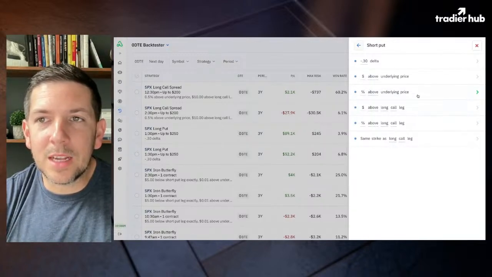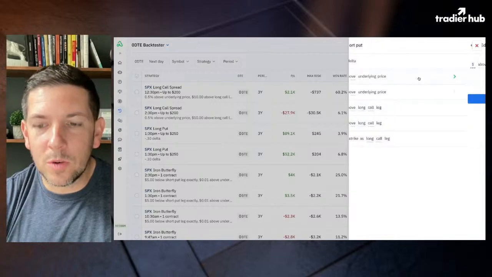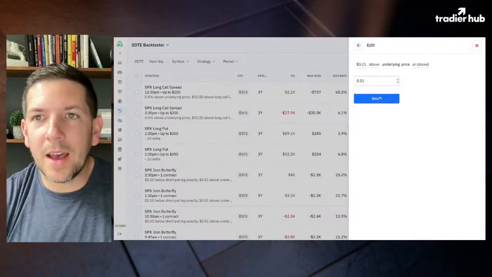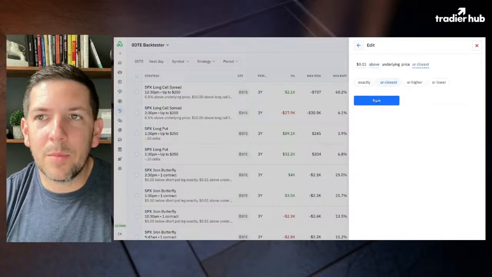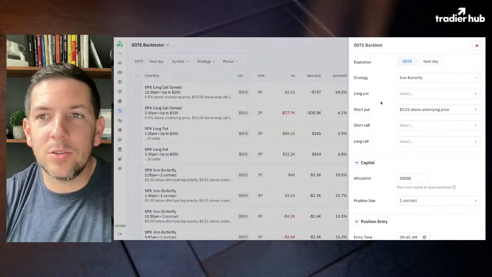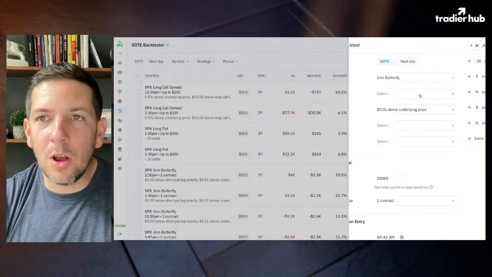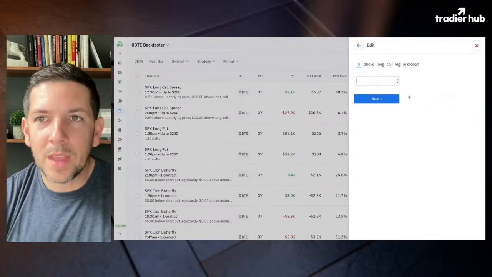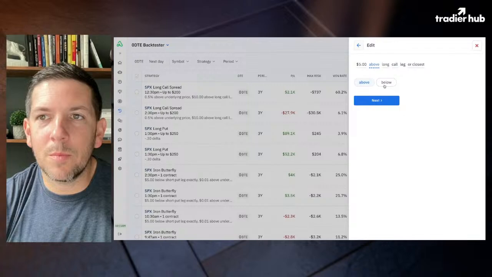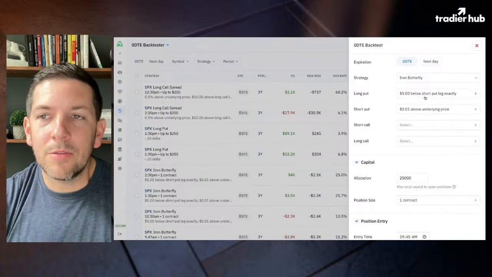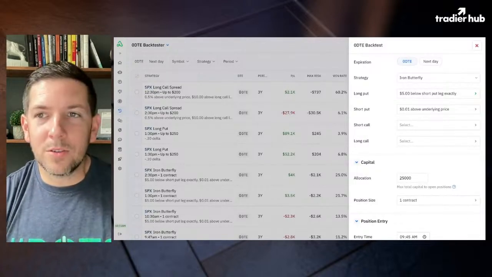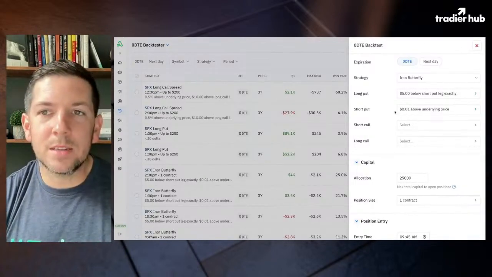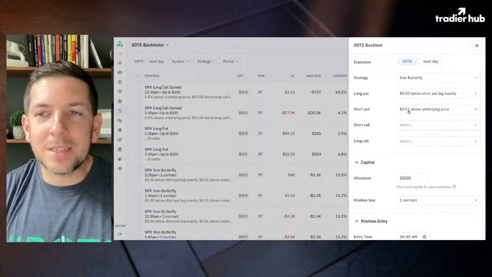So in this case, we're going to do this short put strike 0.01 above the underlying price, closest. So we'll just do whatever is the closest contract to wherever it's trading. And then with the long put, we'll play off of our short strike. So we'll go down to one of these recipes here, and we're going to do this one $5 below our short put leg exactly. So we want to make sure that this one is $5 below our short put leg exactly. So again, what we're doing here is setting the short put strike right at the money.